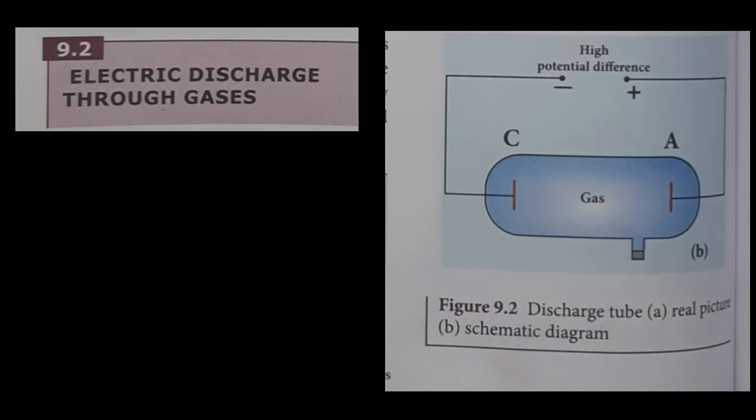Next, we see the properties of cathode rays. Cathode rays possess energy and momentum and travel in a straight line with a high speed of the order of 10^7 meters per second. They can be deflected by the application of electric and magnetic fields.